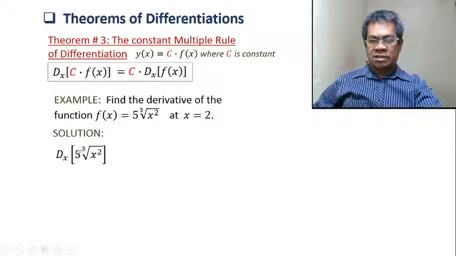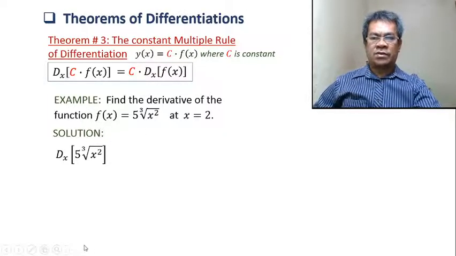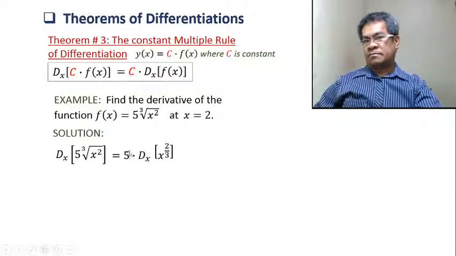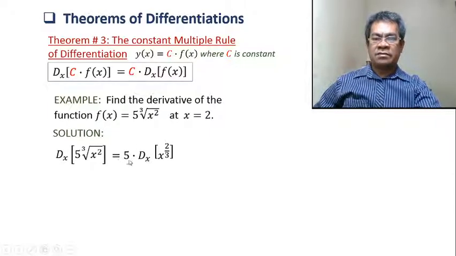So dx of this function, the whole function is 5 cube root of x squared. So all you need to do, since 5 is a constant, we can move 5 outside the derivative operator, the differential operator. Then we have purely x, the derivative with respect to x of the function x raised to.